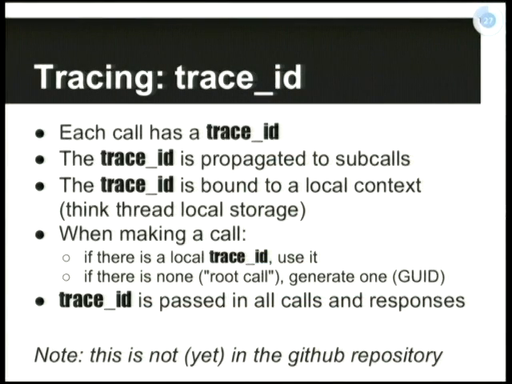So this trace ID, each call has a trace ID, because when you're doing a call, if you don't have a trace ID yet, you make one up. And if you're within a call already and you make a subcall to a different service, you will reuse the same trace ID. And it's stored in a local context, a bit like a thread local storage. And so the trace ID will go along with the call during the whole lifetime of the call.